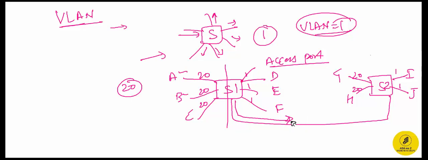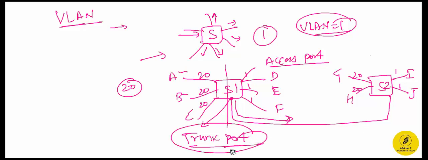Because we will do some special configuration on this switch port. So if you need to allow multiple VLANs to travel through one port, that port has to be configured as a trunk port. So we'll make this port a trunk port. As soon as you make this a trunk port, it will allow you to send the traffic for all the VLANs. So VLAN 20 can go out through this port, VLAN 1 can also go out through this port to switch 2.